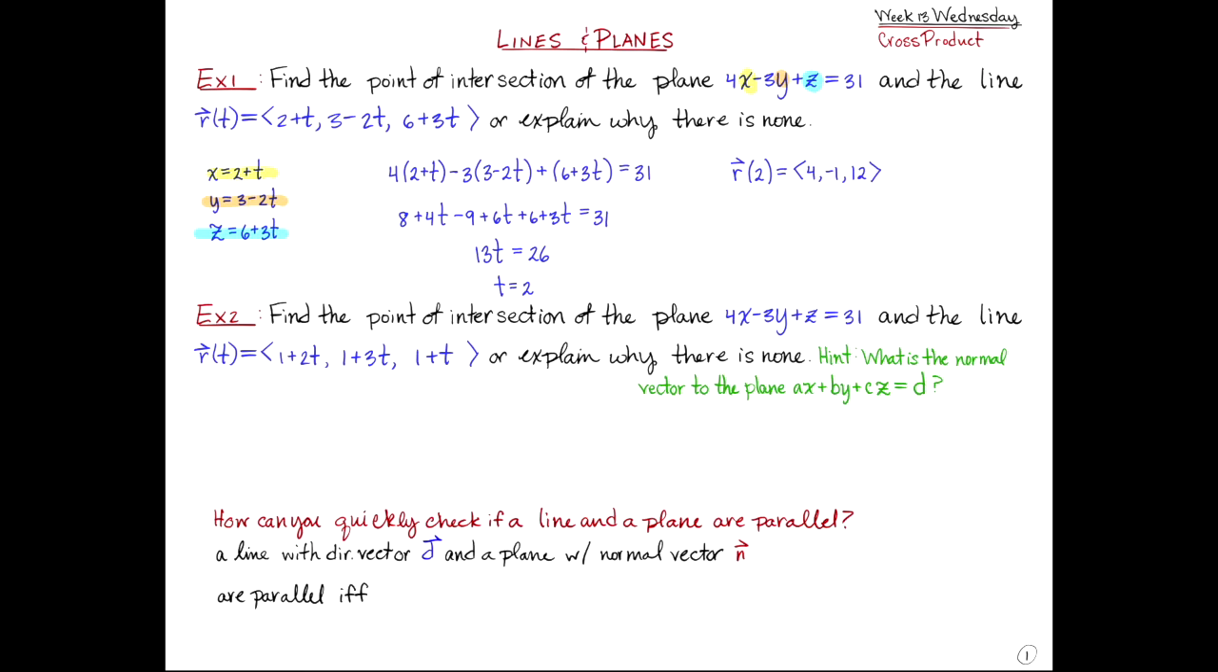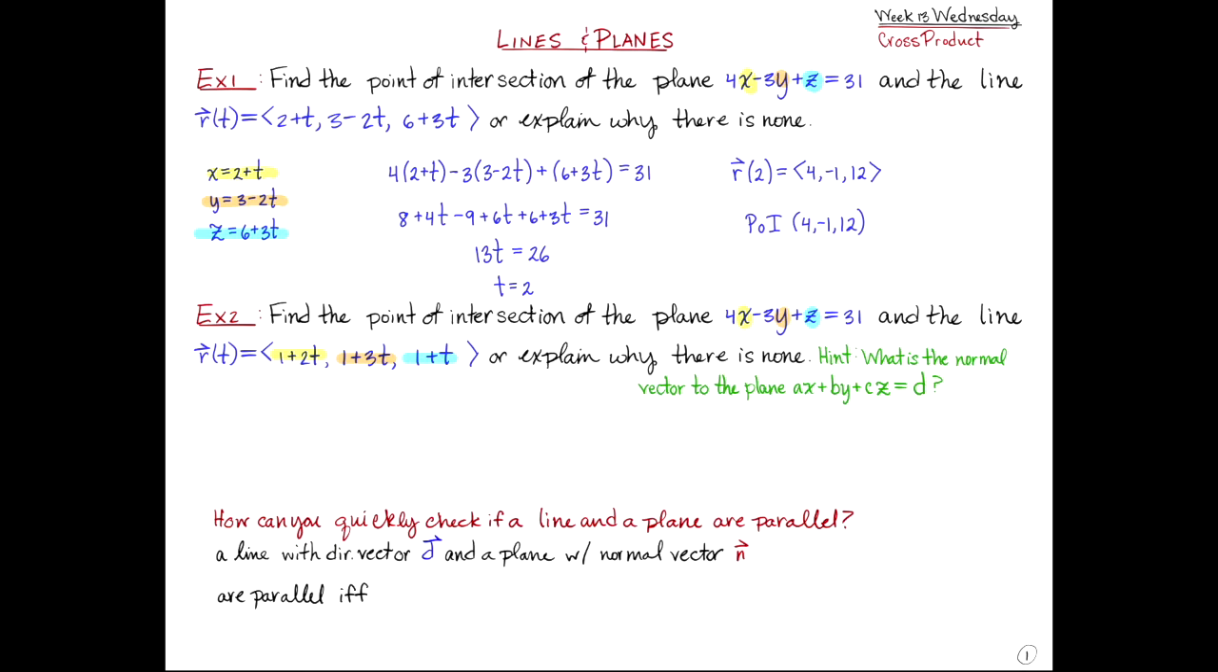That's a vector, and we're looking for a point of intersection. So make sure that you always write your final answer as a point and not a vector. Here, our point of intersection is 4, negative 1, 12. The next example, same idea here. To find the point of intersection, we can sub 1 plus 2t in for x, 1 plus 3t in for y, and 1 plus t into z, all into the equation of our plane, and then solve for t.